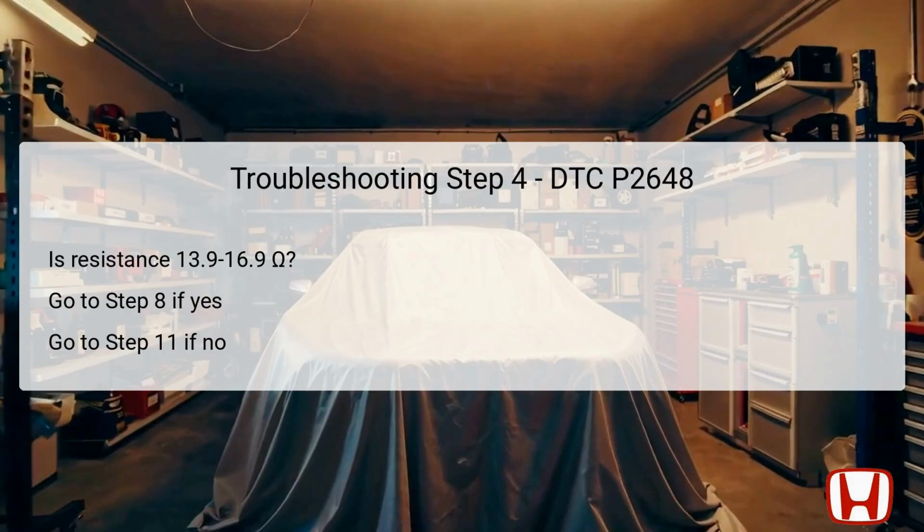In this step, evaluate the resistance measurement you obtained in the previous step. If the resistance is found to be between 13.9 and 16.9 ohms, this suggests that the rocker arm oil control solenoid is functioning correctly and is not the source of the voltage issue. Therefore, you will proceed to Step 8 to further investigate the system by jumping the SCS line using the HDS, which will help to isolate the fault condition.